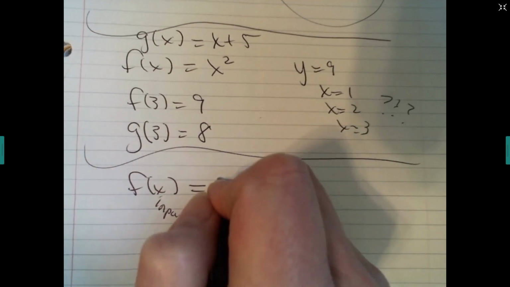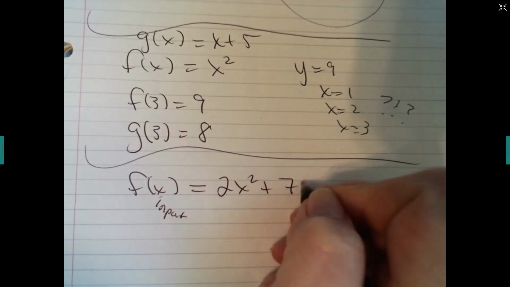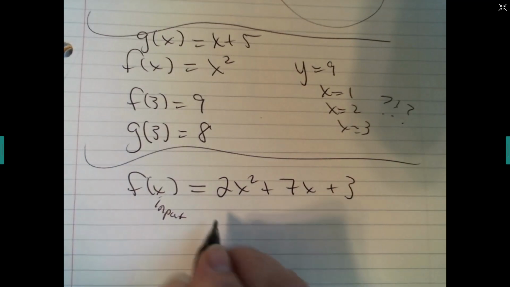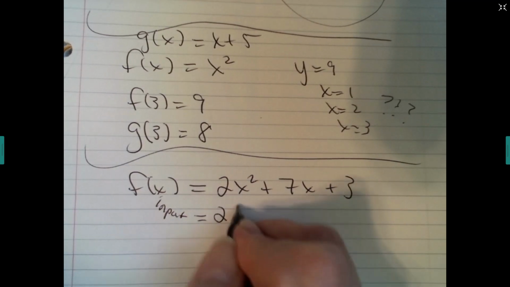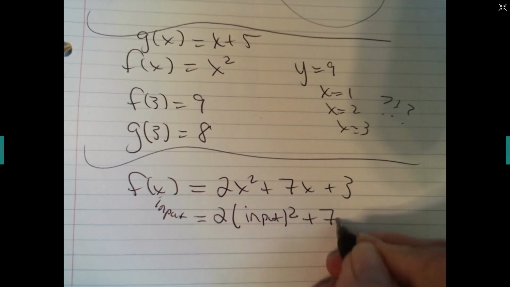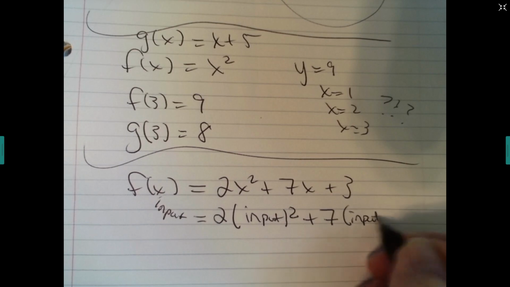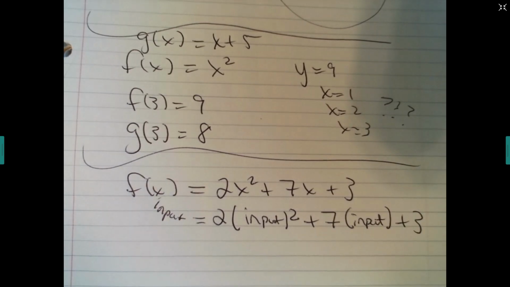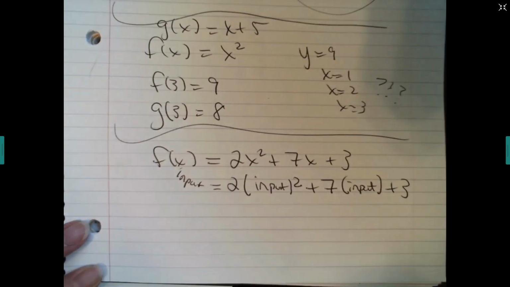And then over here, maybe you have 2x squared plus 7x plus 3. What that really means is you're going to take 2 times your input squared, no matter how ugly it is, times 7 times your input, no matter how ugly it is, plus 3. Okay. Now, if it's just a number, that's okay.